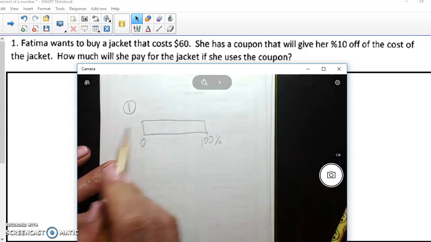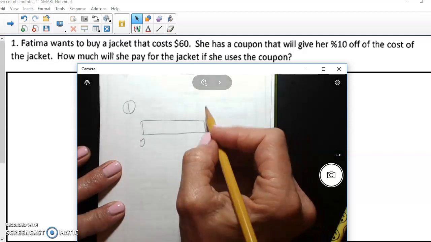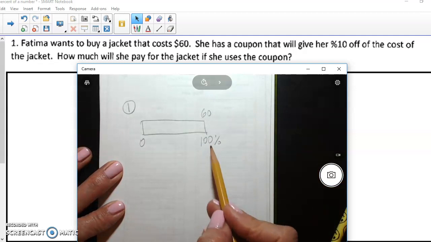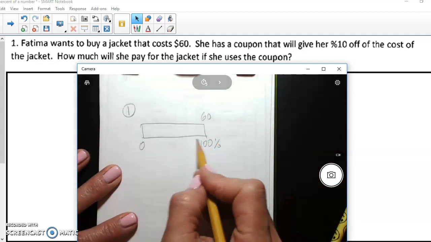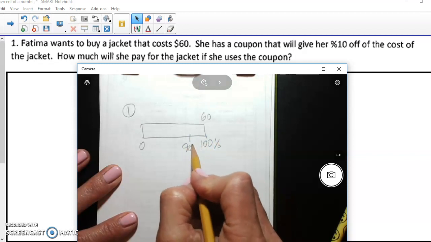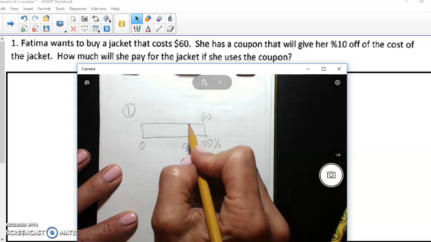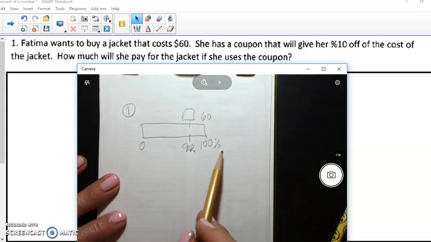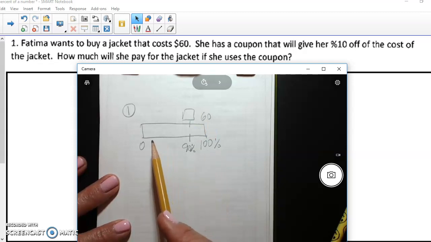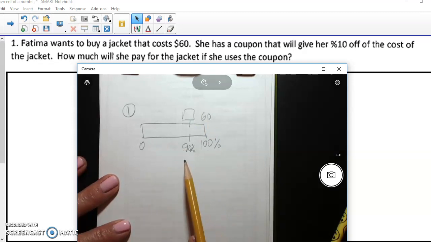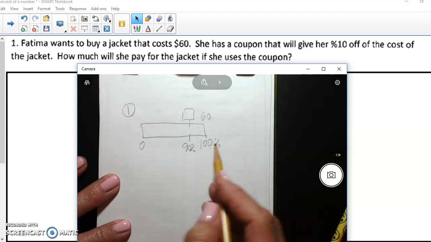So in the percent box, we're going to draw 0 to 100%. And the cost of the jacket, the full price, the 100% cost, is $60. Now she's going to save 10%. Well, 10% off will mean she pays 90%. So to figure out what price she pays, we're going to have to use these two numbers to get down to something that we can divide by and then multiply by to get to 90%. Both of these end in 0 and they both divide by 10.